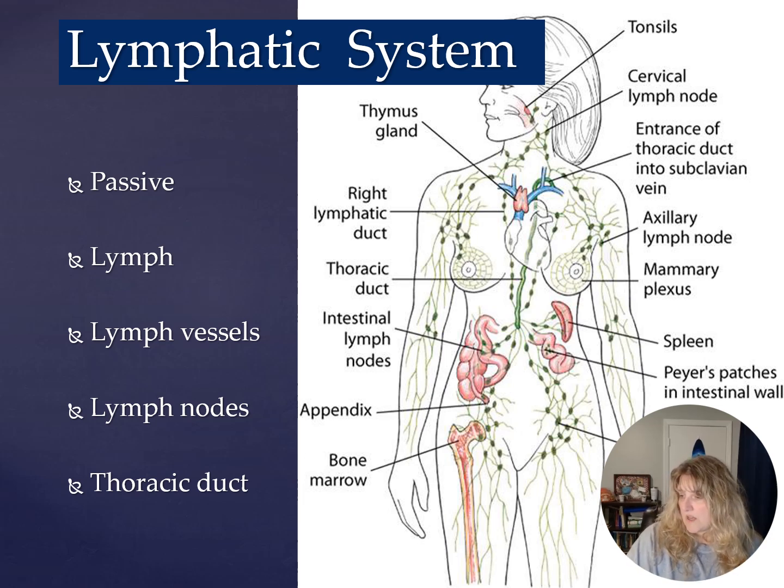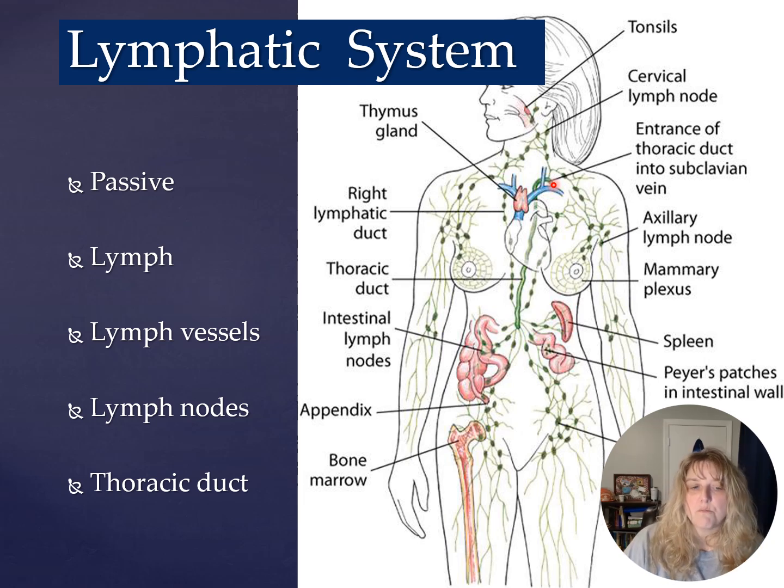And let me go ahead and grab my pointer. So if you're trying to find where that thoracic duct is, you can see how it comes up and it joins back into central circulation here at the subclavian vein. So that's where it dumps back into central circulation. So that's what they're referencing as the thoracic duct.